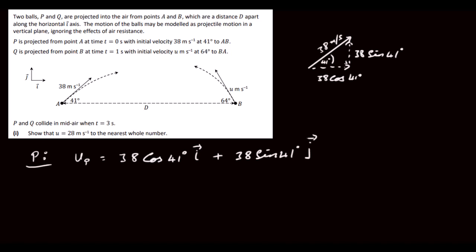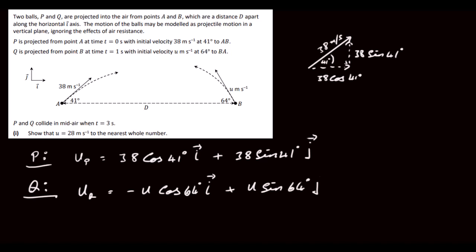Okay, so Q is in the opposite direction. We don't know the initial speed, so it's just u. So the initial velocity of Q is minus u cos 64 degrees in the I direction plus u sine 64 degrees in the J direction. In order to show the initial velocity is 28 meters per second, we're going to have a look at the two spheres when they collide.